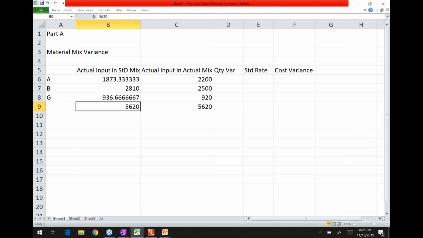Just to give you proper confidence over this, let's add these three and see how much the sum is. If I add these three, the sum is 5620, which is the same as actual input. So I hope this is clear. The actual input has now been bifurcated into standard mix, and you can work out the differences. So let's work out the differences.